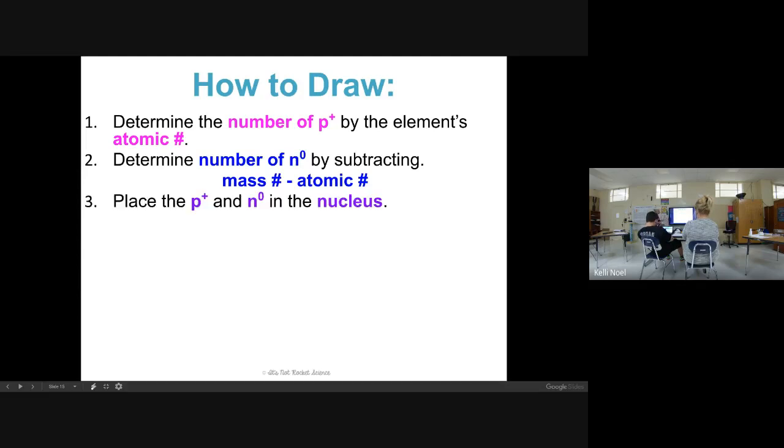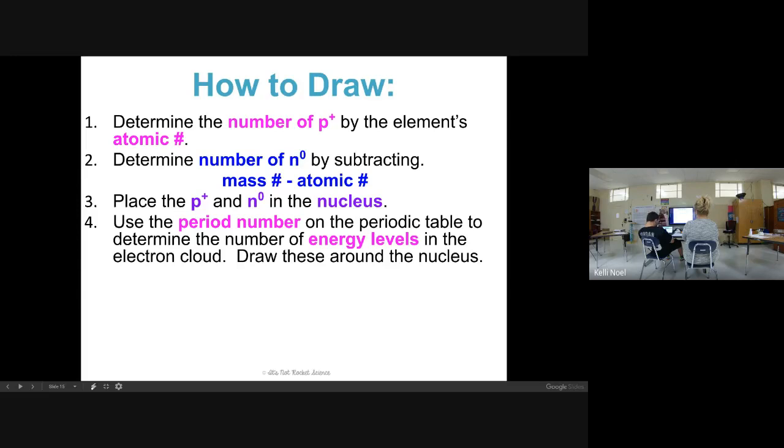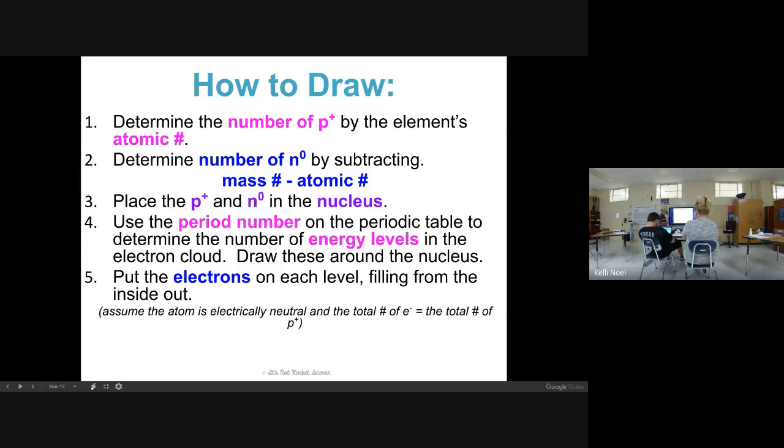We put that information in the nucleus with the symbol. They don't have that written there, but it's good to have the symbol there for that element. We use the period number to know how many circles to draw around that nucleus. And then we use the group, then we start distributing the electrons. Remember, we start in the center, 2 goes on the first one, then up to 8, and so forth.